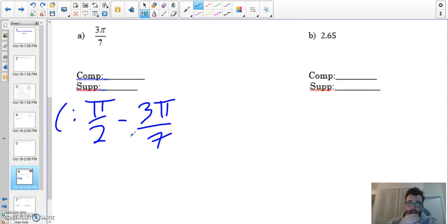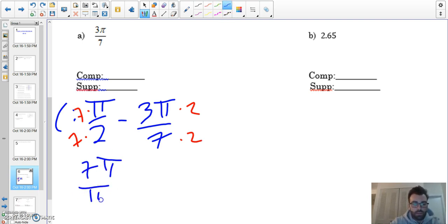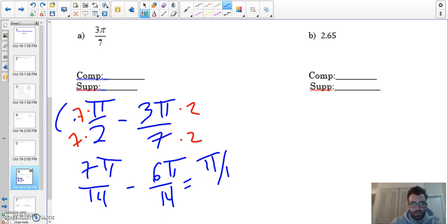In order to subtract fractions, we need a common denominator. My common denominator is 14 because 2 does not go into 7. So I have to multiply this fraction by 7 and this fraction by 2. So this becomes 7 pi over 14 minus 6 pi over 14. 7 minus 6 gives me 1 pi, or just pi over 14. So that's my complement.